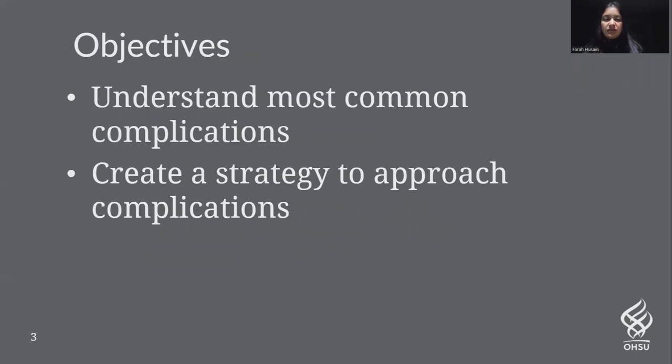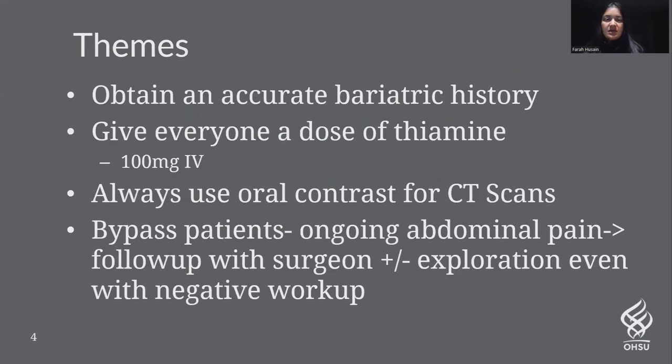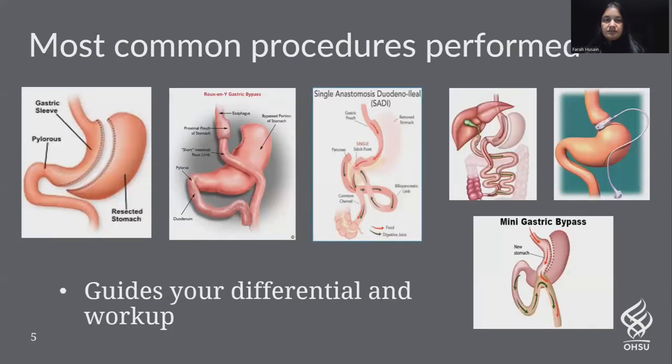Today, I hope to cover the most common complications that occur after bariatric surgery and create a strategy to approach these complications. Our themes throughout the lecture will be to obtain an accurate bariatric history, and give everyone a dose of thiamine if there's any concern for malnutrition, generally 100 milligrams of thiamine IV. Always use oral contrast for CT scans of the abdomen and pelvis to delineate the anatomy best. And for gastric bypass patients with ongoing abdominal pain, have them follow up with a bariatric surgeon or consider an exploration even with a negative workup.